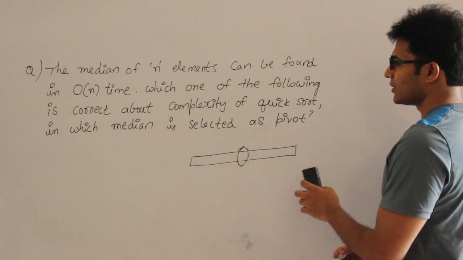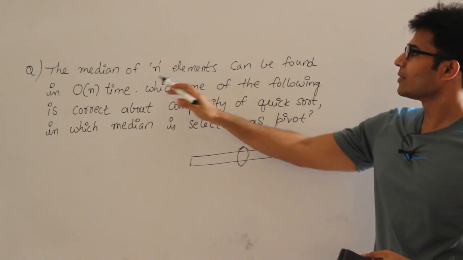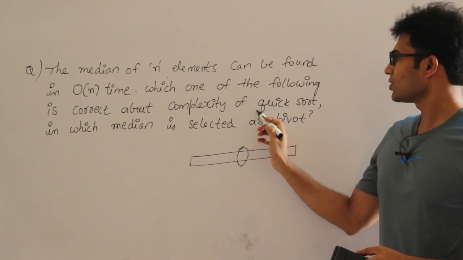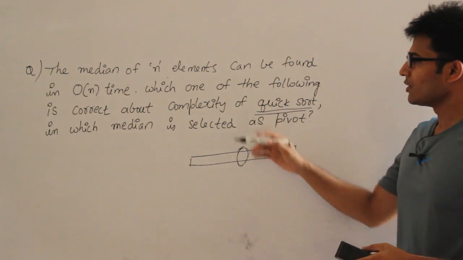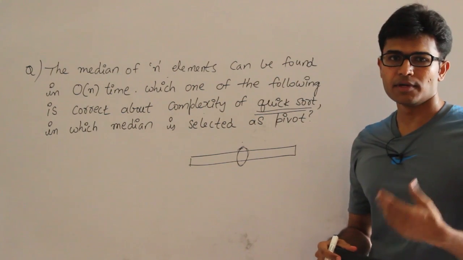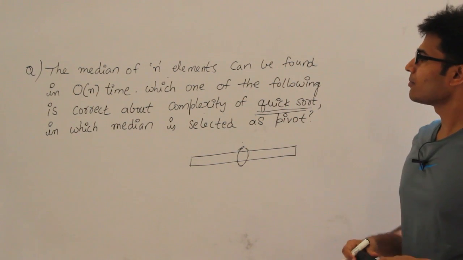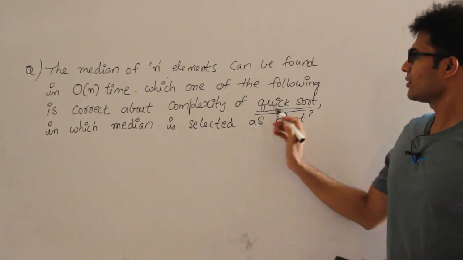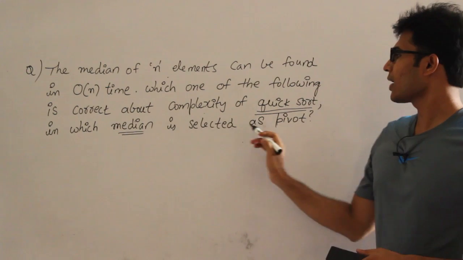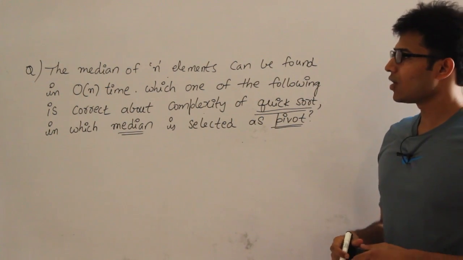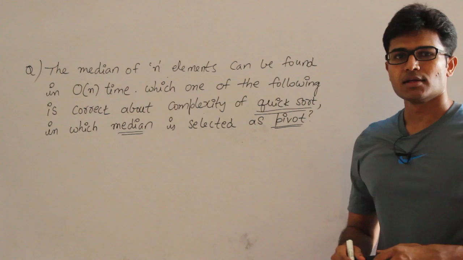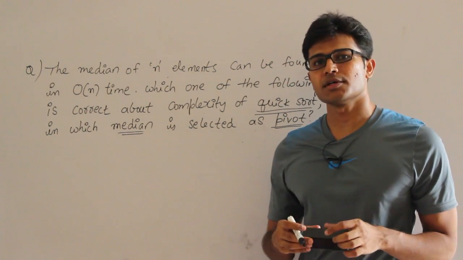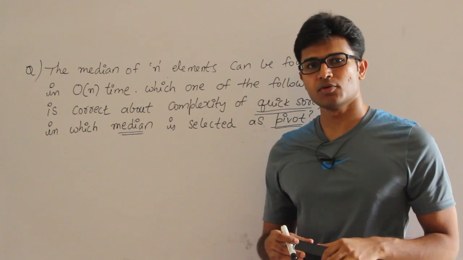Now they are saying that we can find the median of n elements in order of n time. Then which one of the following is correct about the complexity of quicksort? They are talking about using this method to find the median, and then what will be the complexity of quicksort. They are going to use the median as the pivot element, right? So how can I use the median as the pivot element? Take that partition algorithm, which was always selecting the last element as the pivot element, right?